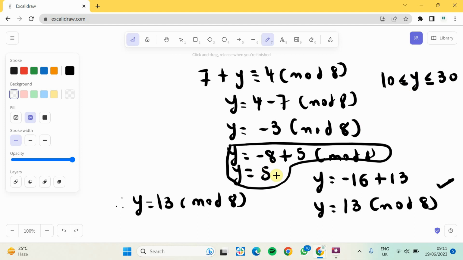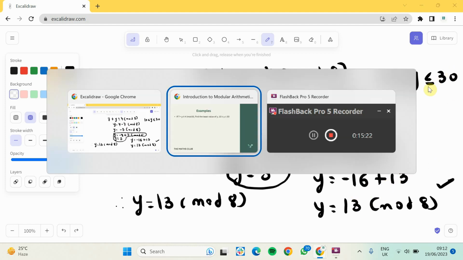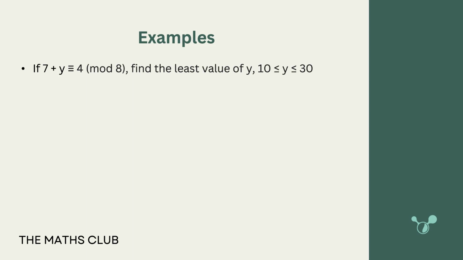Yeah, I found the value to be 5, but it was not within this range, so I could not use 5, right? So I had to go to the next multiple of 8, which is 16. I said minus 16 plus 13, right? When I did that, the remainder is going to be 13, and that is within this range, right? So that is the least value of y within that particular range.